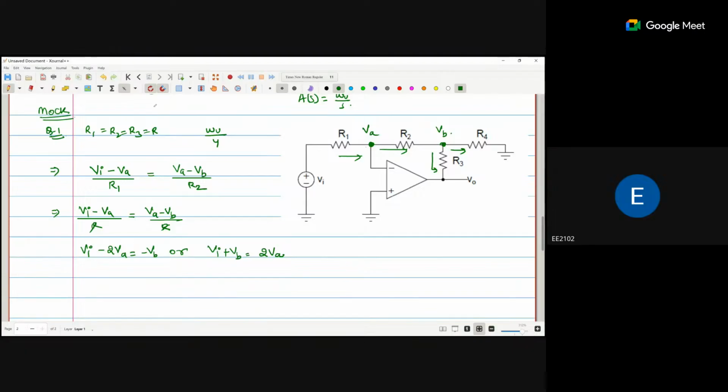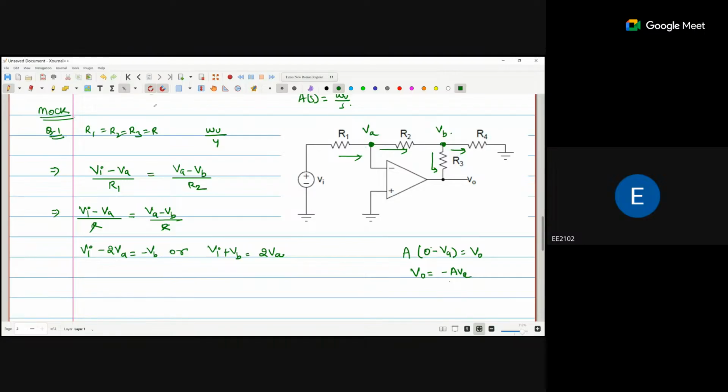Okay, now we know that the op-amp is non-linear, so A times (0 minus VA) is equal to V out. So V out is equal to minus A times VA.